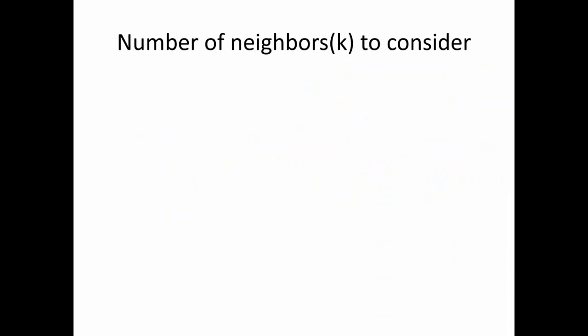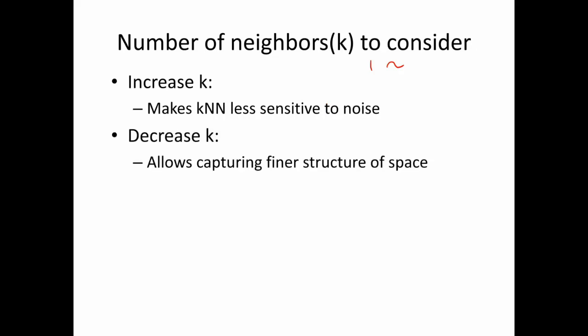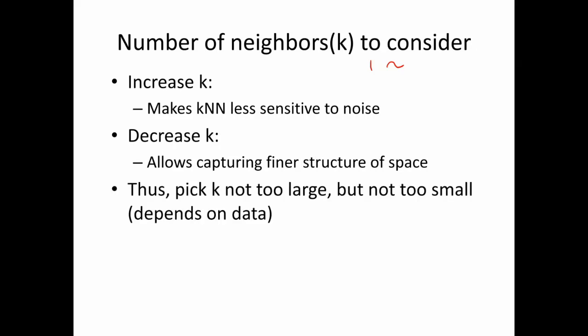Another thing you need to consider is the k value. So how many neighbors are you going to consider? We talked about how k would be at least 1, and it could get bigger. And what's the effect? As you increase k, KNN becomes less sensitive to noise. On the other hand, if you decrease k, it makes KNN more sensitive to noise. The idea is to pick a k that's not too large, but not too small, which isn't always easy.